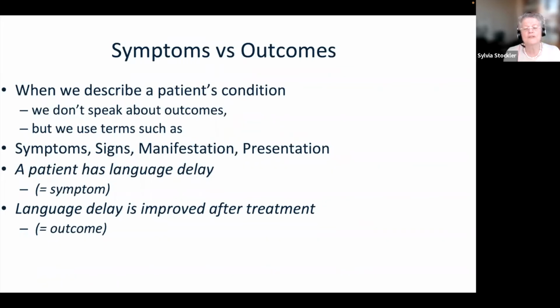So in papers describing a disease, how patients manifest, one would speak about symptoms. So one would say a patient has language delay, that is a symptom. But if we say the language delay is improved after treatment within a trial, then we would say outcome. So language delay was an outcome of this clinical trial. So it's kind of the same. There are just two different words used in different contexts.